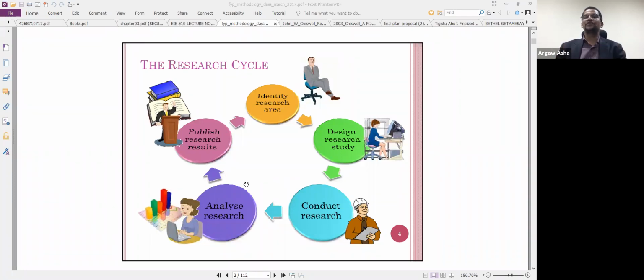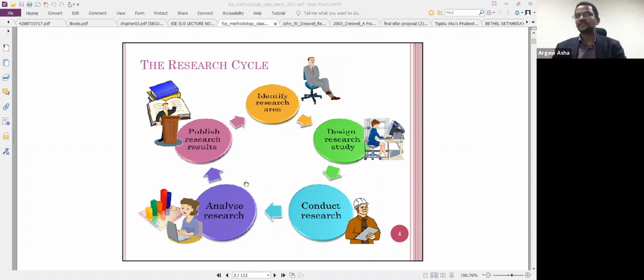Suppose you want to study the collapse of a bridge. That is the research area. Once you have the collapse of the bridge, then you can design the study, how you can study it based on test data, based on questionnaires you are going to do, and collect some of the questions.